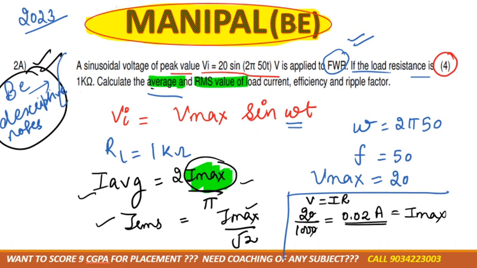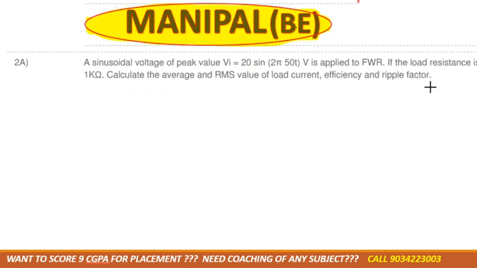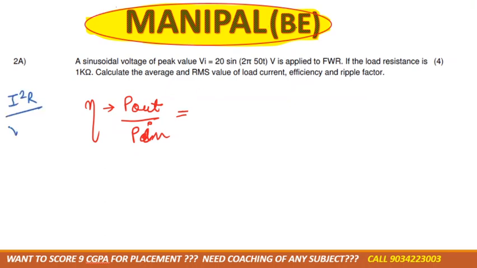Correct? Understood? Now after that we need to calculate the efficiency. What is the formula for the efficiency? Efficiency is output power divided by input power, right? And the power formula is I square R, or we can use V square by R, correct? If I use V square by R, now is the output in the form of DC or AC? Tell me.